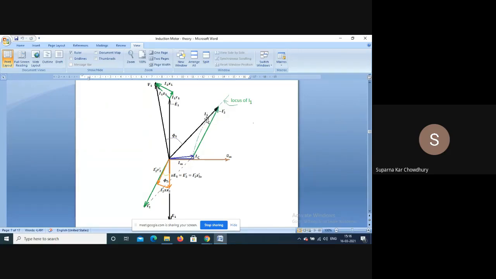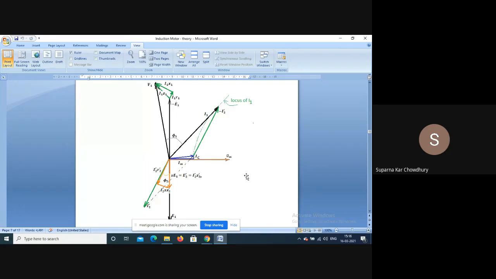Now this current is flowing in the primary circuit. So the primary circuit has a resistance R1 and the reactance X1. So there will be internal drops, I1 R1, I1 X1. So this induced voltage plus these drops, this total voltage should be equal to the supply voltage. This is the applied voltage, which is constant.